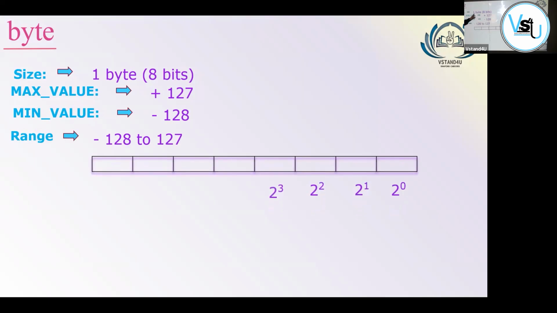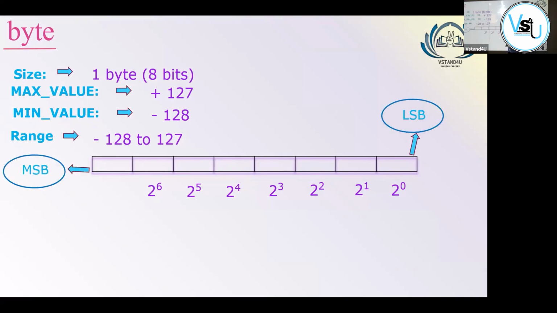If I say 8 bits are there, what does it mean by 8 bits? Whenever we store any data in the computer, it is always stored in a 0 and 1 format. Hope you know binary systems: 8, 4, 2, 1, and the power keeps increasing. This is called the least significant bit, and that is called the most significant bit.